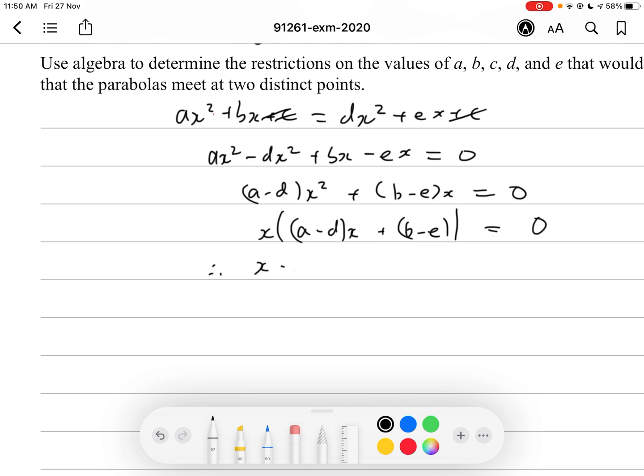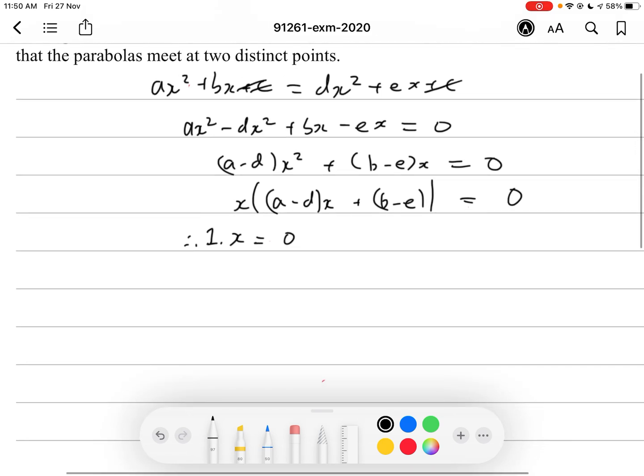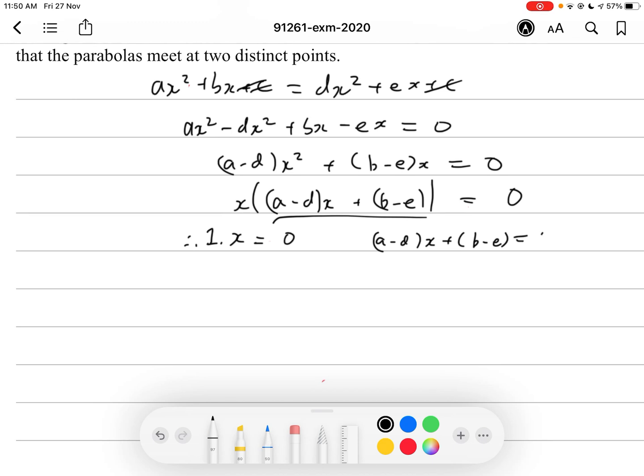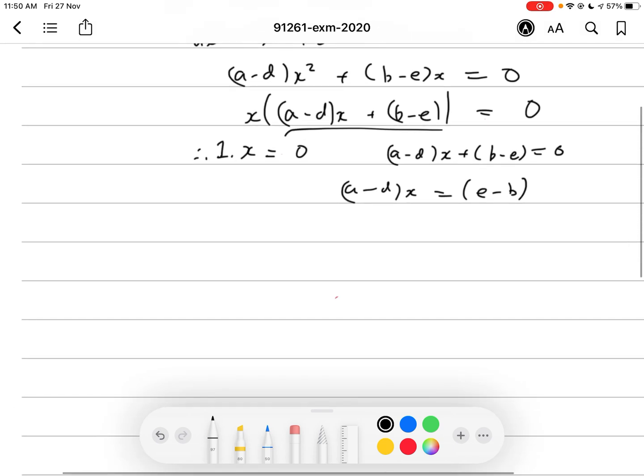So therefore, we know that either x equals 0, that's one of our solutions, so that's number 1, or we have this whole thing equal to 0, which is (a minus d)x plus b minus e equals 0. So (a minus d) times x equals e minus b. If we move it to the other side, it becomes negative, so x equals (e minus b) over (a minus d). And that's our number 2, our second solution.